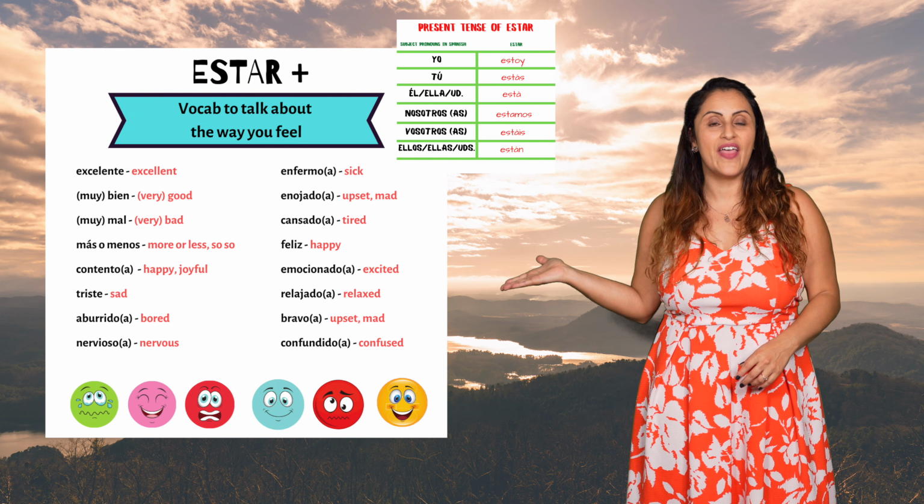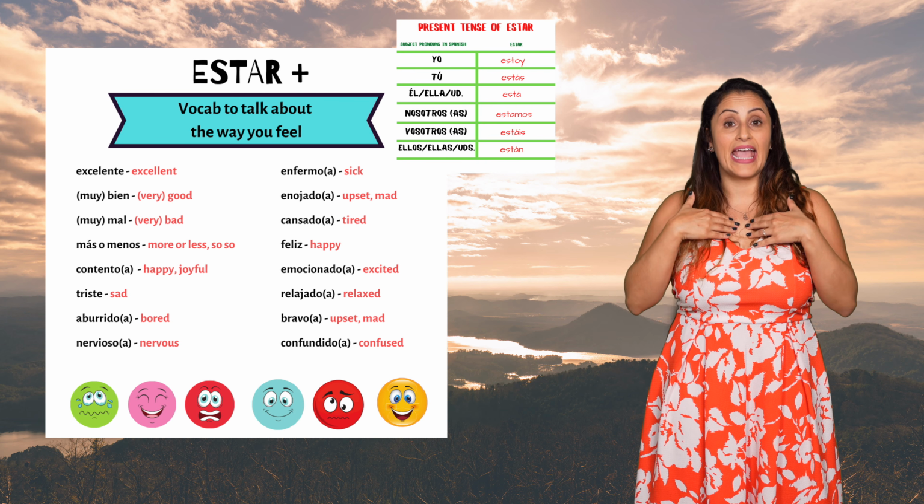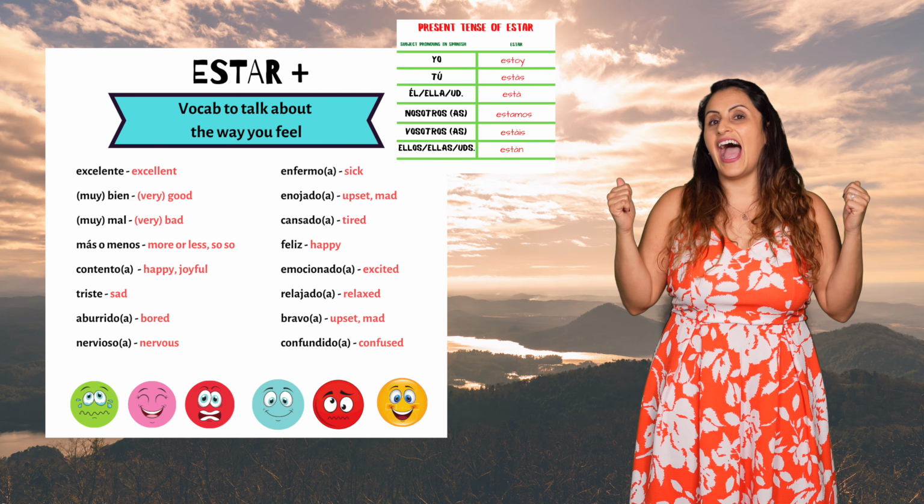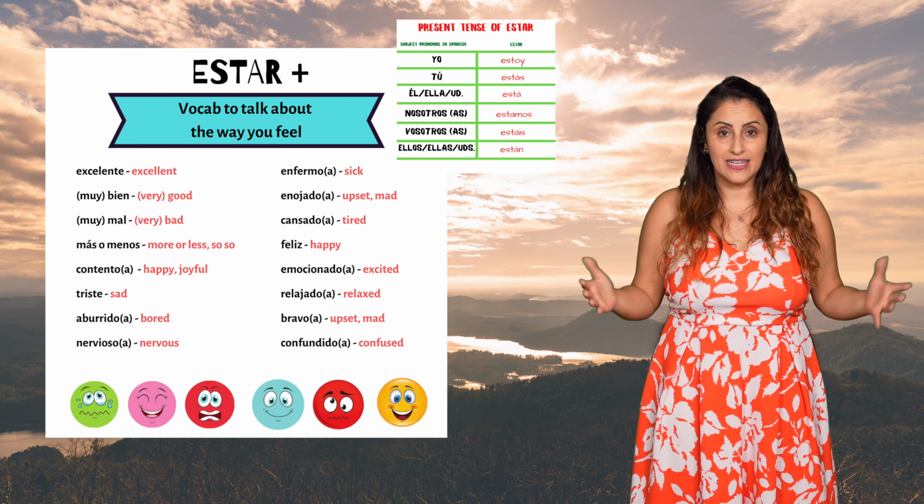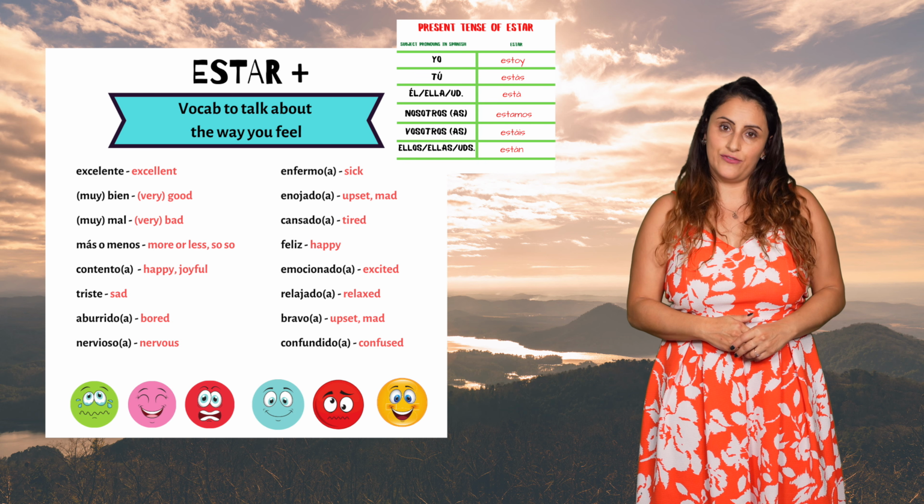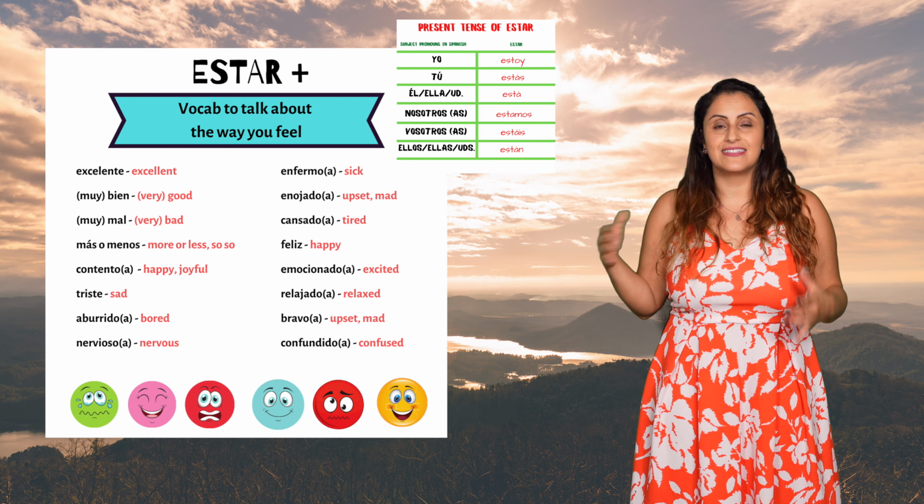So now, let's look at a few vocabulary words that will allow you to use estar along with them to talk about how you feel. Maybe you want to say, I am happy, I am sad, I am angry, I am frustrated, whatever it is. You will have to use the verb estar followed by that feeling, that emotion.